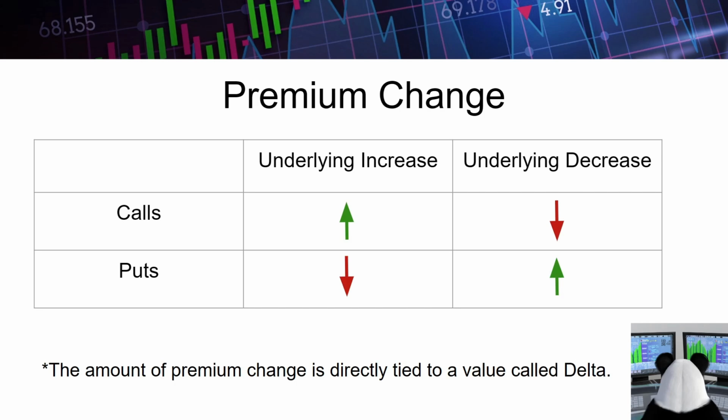A call's premium moves in the same direction as the underlying stock. If the stock goes up, the value of the call option goes up. If the stock goes down, so does the option's value. Puts move the opposite of the underlying. If the stock goes down, then the put will increase in value, but the put will decrease in value if the stock goes up. The amount of change in the value of the option is tied to delta, which is part of an option's details known as the Greeks. Depending on the delta for each contract, the premium change can vary. We'll briefly hit on this concept in part 2.